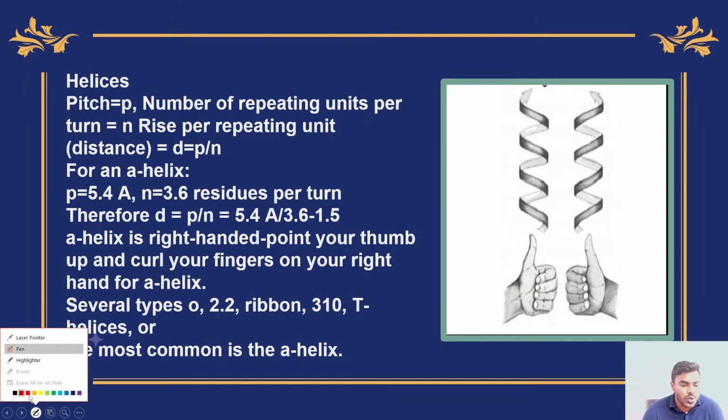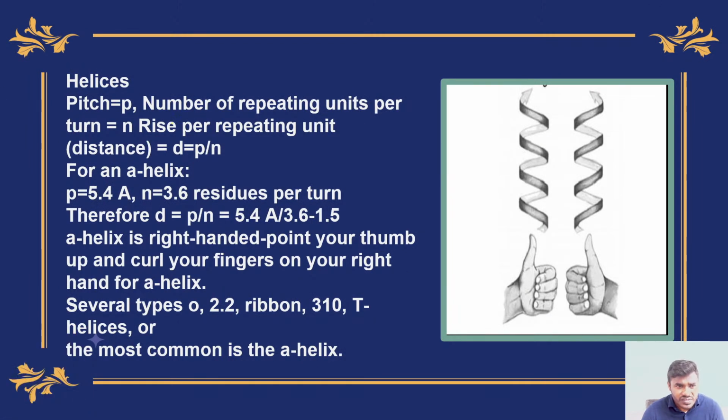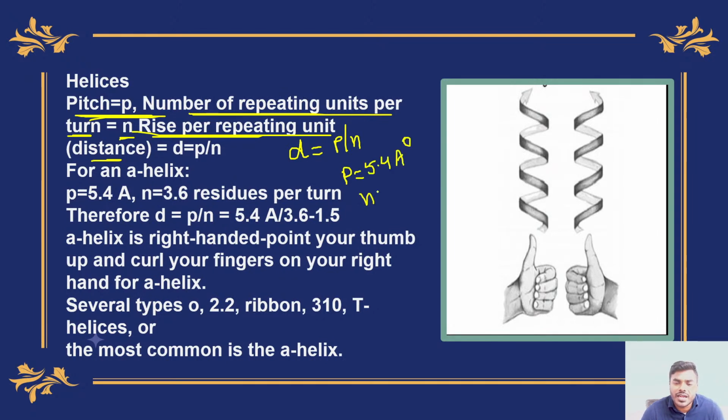So friends, please look into the diagram carefully, everyone. Pitch equals P, number of repeating units per turn equals N. Rise per repeating unit is nothing but the distance. So the simple formula to calculate is D equals P by N. Correct? We already studied that. P equals 5.4 angstrom, that is the pitch. N equals 3.6. So 5.4 by 3.6, the successive distance will be 1.5. So I want you to remember this simple formula, D equals P by N.